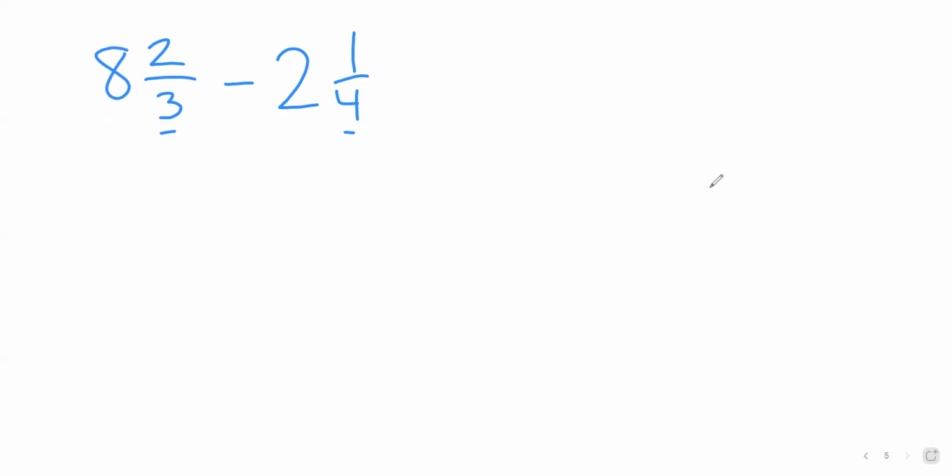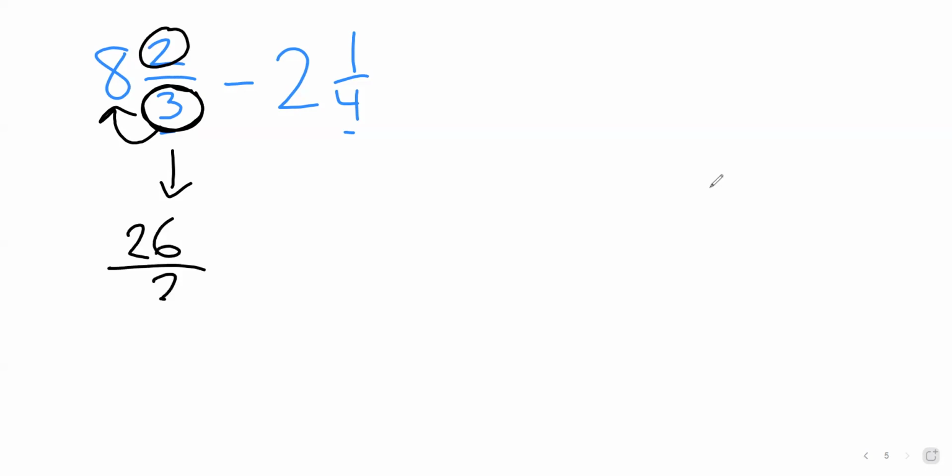I like this one because it does allow me to think about what I'm going to do. So first I'm going to turn these into improper fractions. That means I have 3 parts times 8 wholes, right? Because there's 8 wholes and each one has 3 parts. So that's 24 pieces plus these 2 more pieces. So that's 26/3.